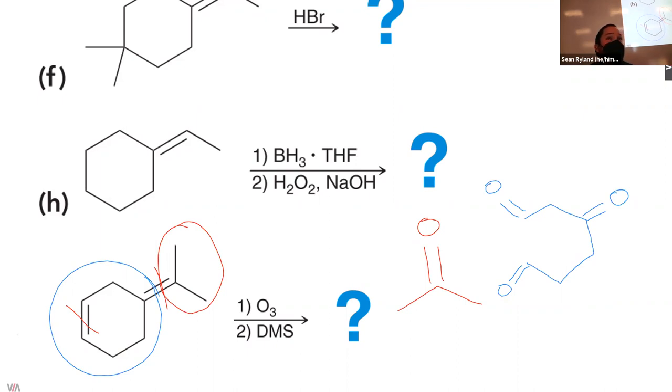The nice thing about this is that however many pi bonds you start with, you should wind up with twice as many carbonyls, right? Because both sides of this turn into a carbonyl. So two pi bonds means that our products should have a total of four carbonyls. And if you did it right, that's one way to keep track of what you're doing. As long as you wind up with four carbonyls and the same number of carbons on the other side, even if it's in two different molecules, you're probably on the right track.